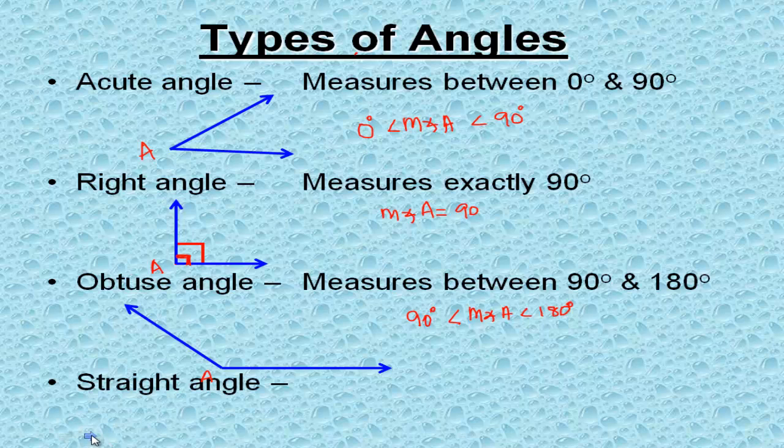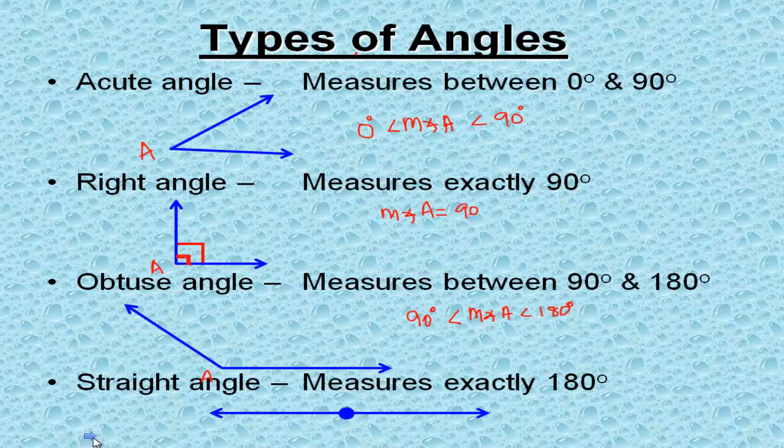And the last angle we're going to see is the straight angle, which measures exactly 180 degrees. So if this is angle A, the measure of angle A is equal to 180 degrees. That's when the angle opens up completely into a straight line. It has turned 180 degrees. Those are your 4 types of angles.